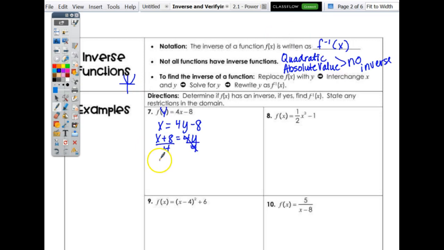So it is 2, but can I write it like this? Is that the same thing? I divided by 4, so it's like 1/4 times this. I can.